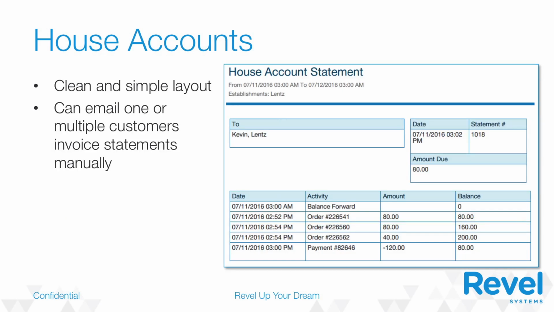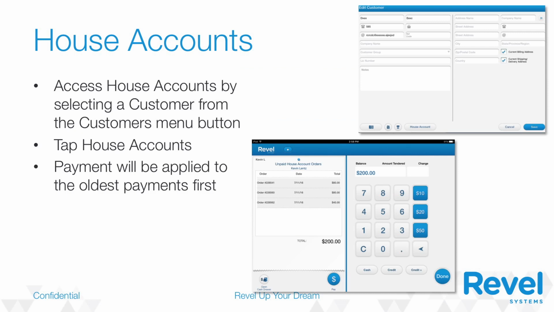And on this next screen here, I wanted to show you the new clean and simple layout of the house account statement. Once again, you can email this to multiple or a single customer, depending on how you want to do that. And when we get to actually paying off the house account, this is a preview into what the POS will look like. Currently, it's a bit of the same workflow. It looks a little different.